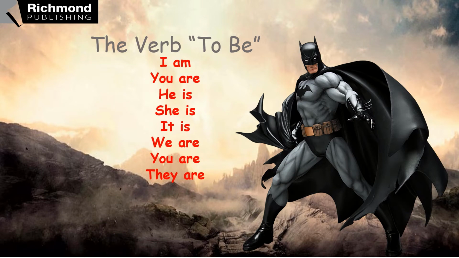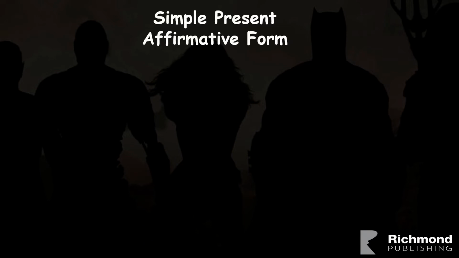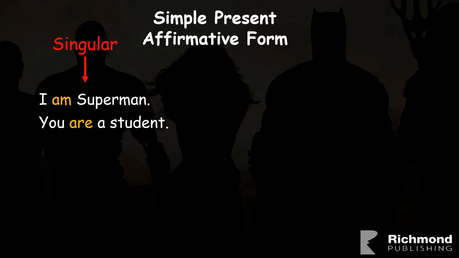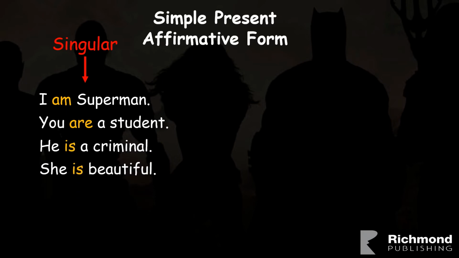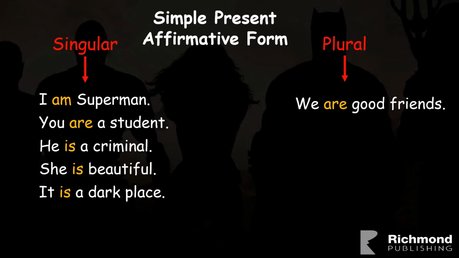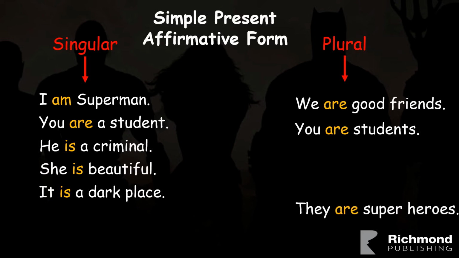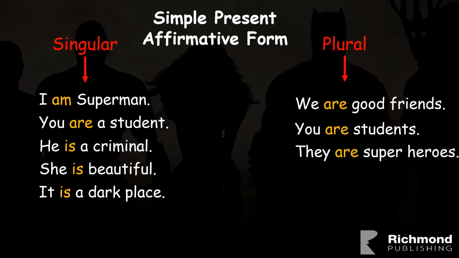The verb to be. I am, you are, he is, she is, it is, we are, you are, they are. Simple present affirmative form. Singular. I am Superman. You are a student. He is a criminal. She is beautiful. It is a dark place. Plural. We are good friends. You are students. They are superheroes.